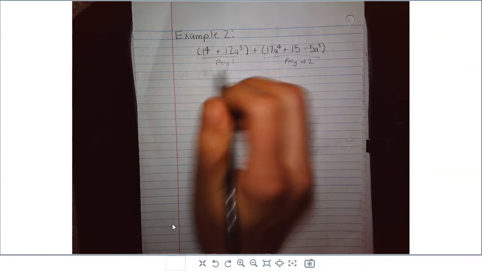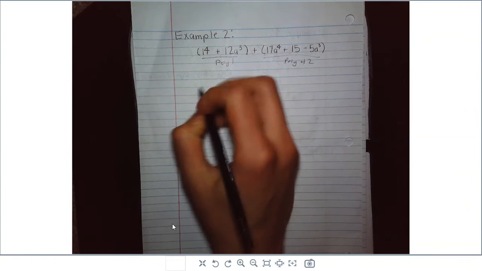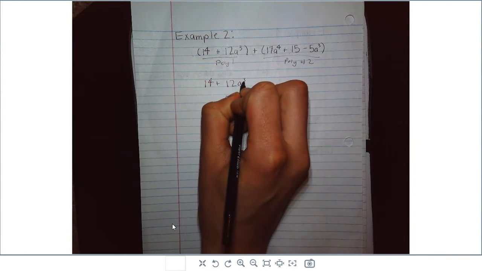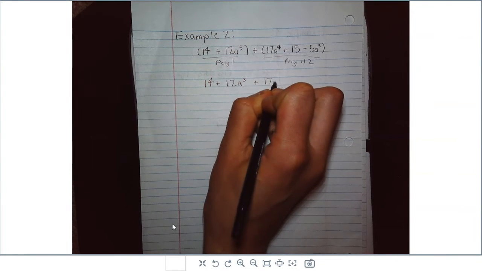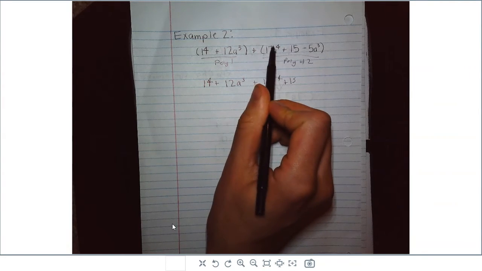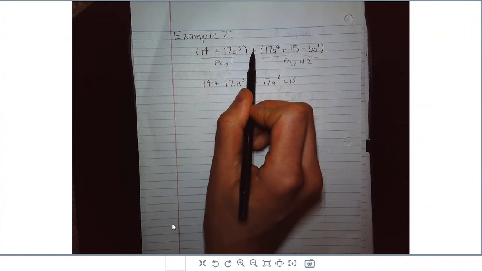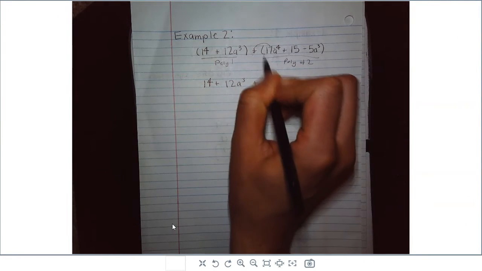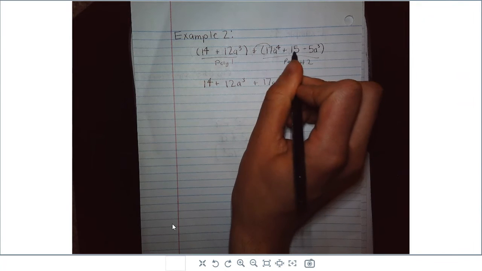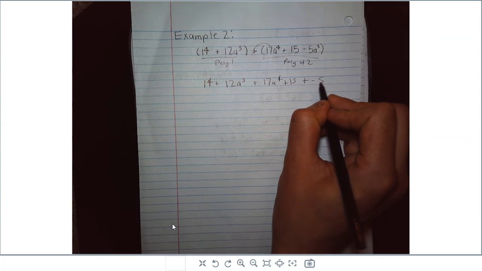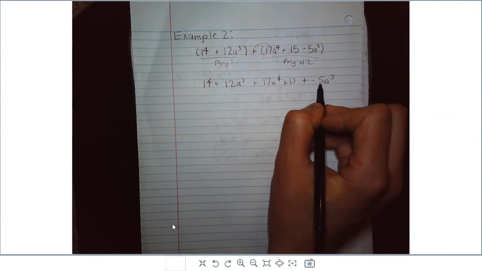So we don't need to, we just simply drop the brackets. So 14 plus 12a cubed plus 17a to the power of 4 plus 15, and we have to add everything inside the bracket. So if we're adding, for example, plus 17a to the power of 4 plus 15, and we're doing plus negative 5a cubed. Remember, plus a negative number is just simply minus that number.